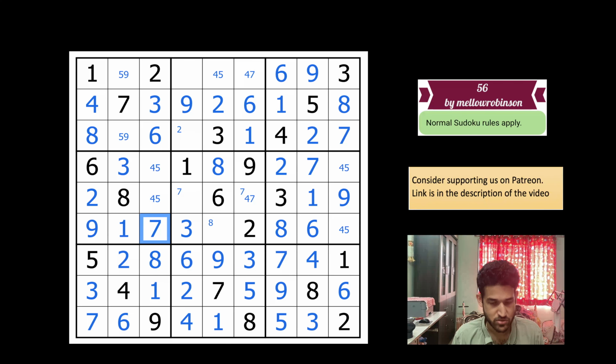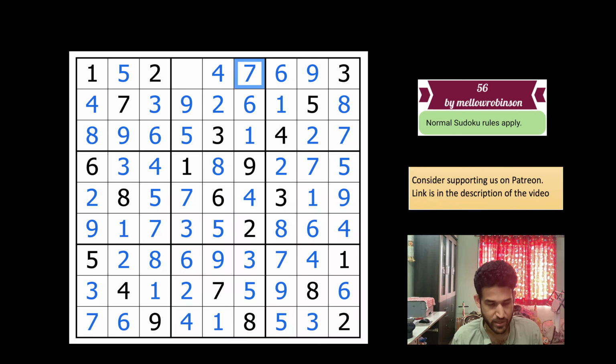Almost done. So this has to be a 4 or 5. This 9 is here, so that's a 5. 9. This has to be 5. 5 in this box goes here. 5 goes here. 4 goes here. 5 goes here. 4 goes here. 4 and 7. 4 goes here. 7 goes here. 4, 7 and 8.